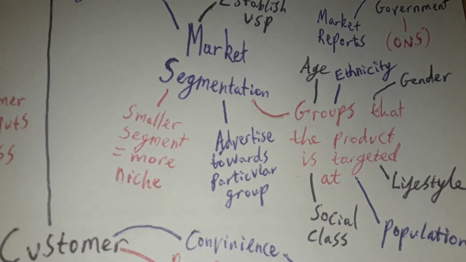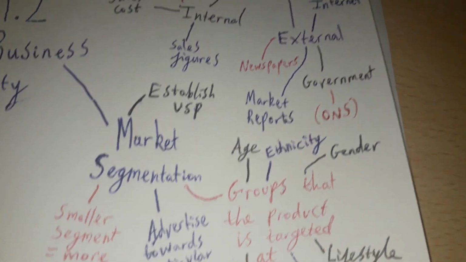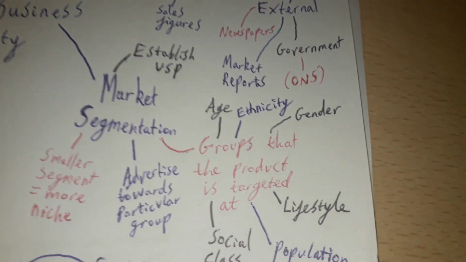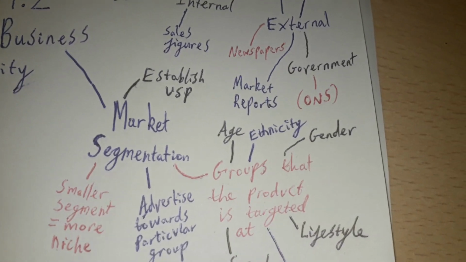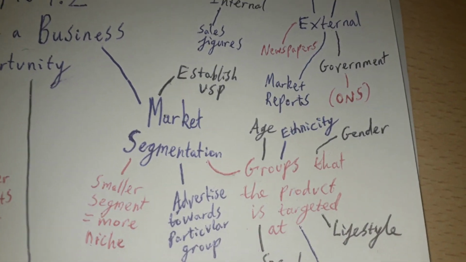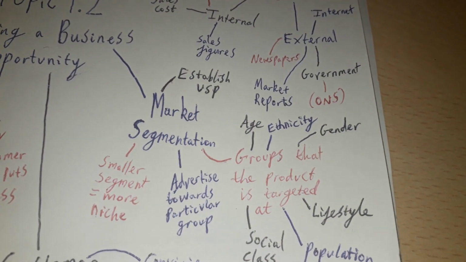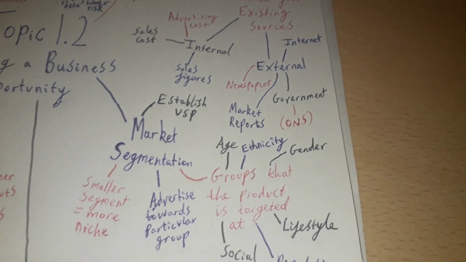So yeah. Also, market segmentation could be used to help establish a USP. For example, you could target someone that no one else has yet targeted, and that would make your product stand out, give it a unique selling point. Also, the smaller the segment you target your product at, the more niche the product becomes, and that means the smaller the market.